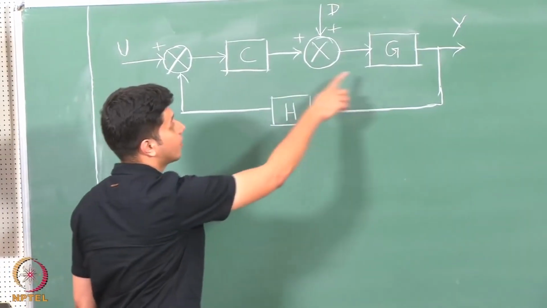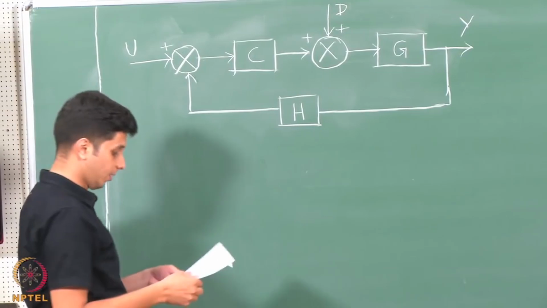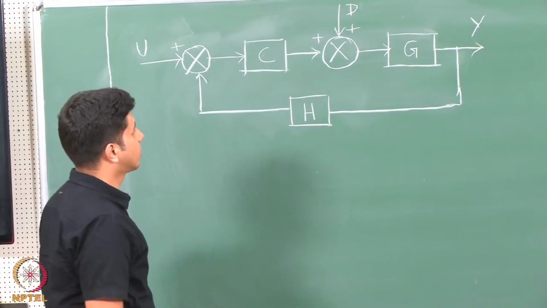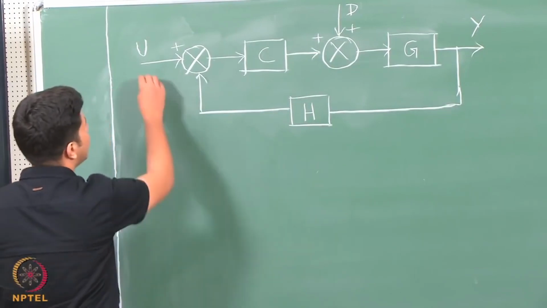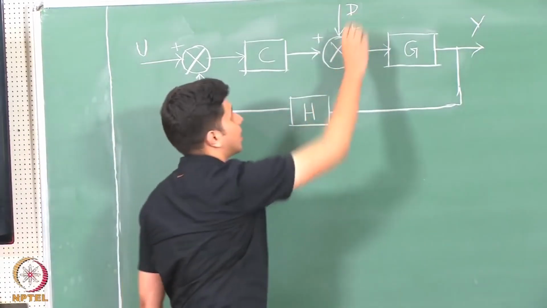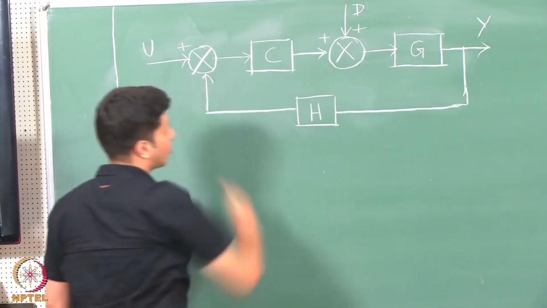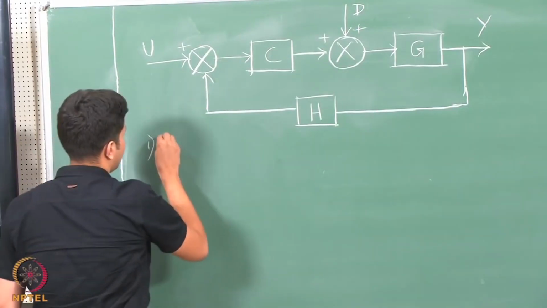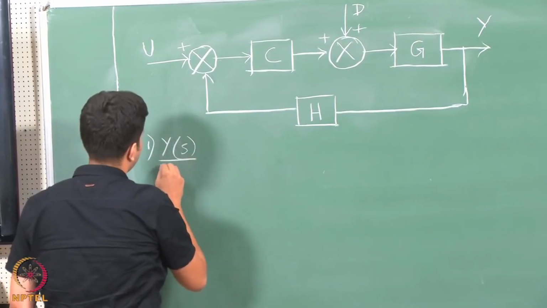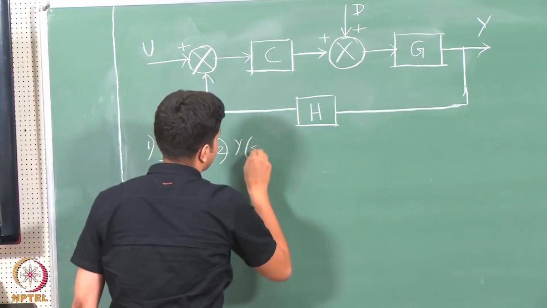So, these are in fact C of s, G of s and H of s, which we are representing as C, G and H for the sake of simplicity. So, what we will try to do here is, we will try to find the transfer function. Here, there are actually two input signals that you have to notice. One is the normal input signal that you know, and there is another disturbance signal which you do not know. So, we can find the transfer function with respect to both these inputs. That is, we can find out what is y of s by u of s, and then we can also find out y of s by d of s.